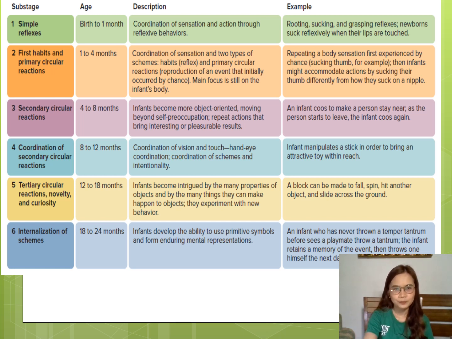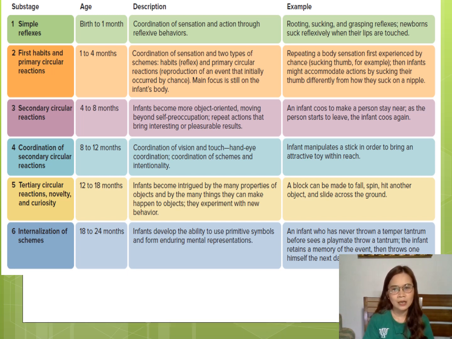Okay? And then, the next substage, the secondary circular reaction. The infants become more object-oriented, moving beyond self-preoccupation, repeat actions that bring interesting or pleasurable results. So, an infant coos to make a person stay near. As the person starts to leave, the infant coos again. Yan. So, dito, mas nakafocus na siya hindi sa sarili niya, kundi sa mga objects na outside the self, like the other person. No?